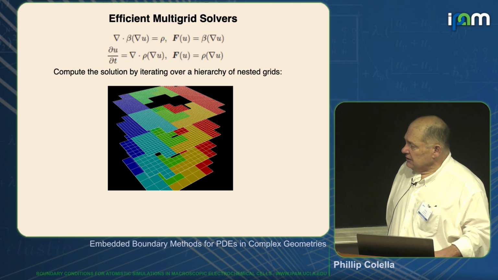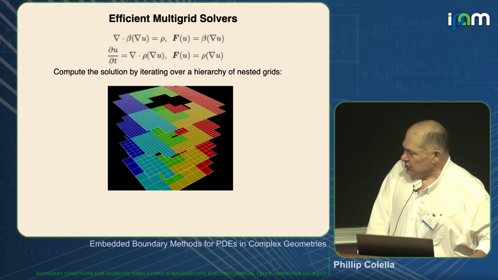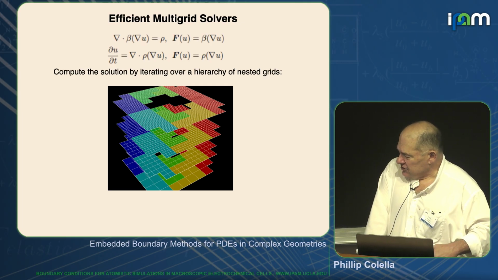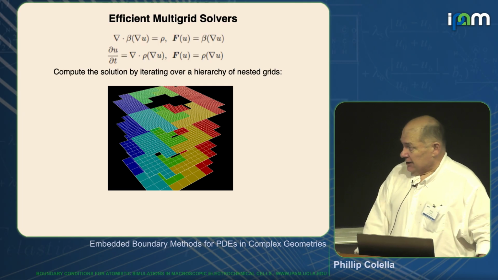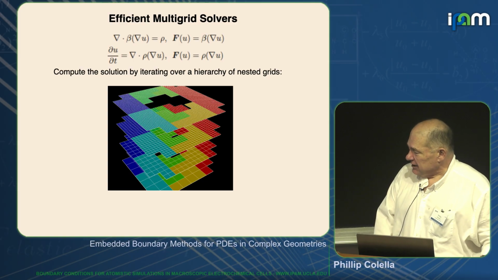So you start out here. The colors, by the way, were an illustration of how we're doing parallelism. You start out here on this fine grid, and you're going to go down, down, down, solve on coarser levels, and then come back up again and interpolate corrections on the way up. So that's what multigrid is, roughly speaking.